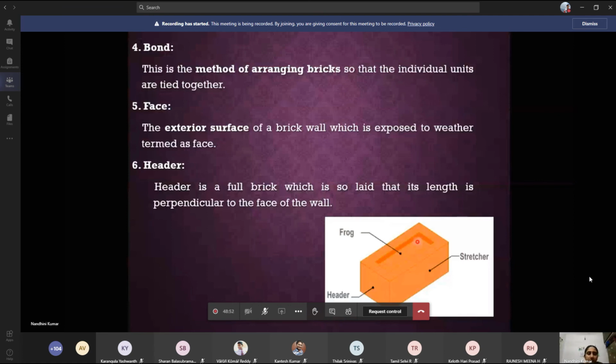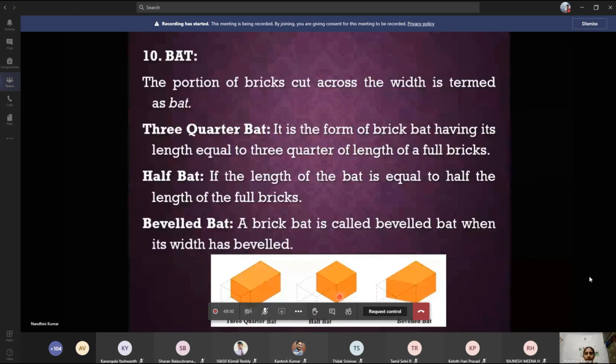And the next part is bat. What is called bat? The portion of the brick cut across the width is called a bat. If you have a slice of bread and you cut it, that is called a bat.